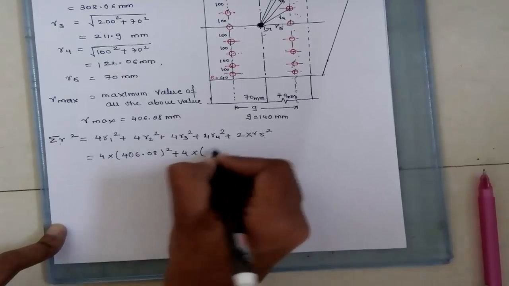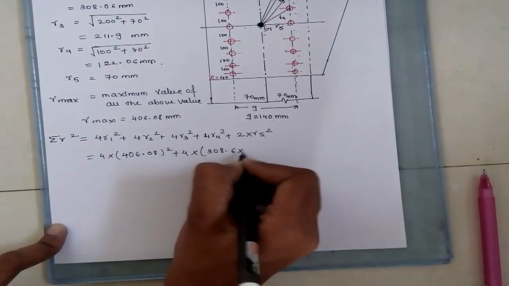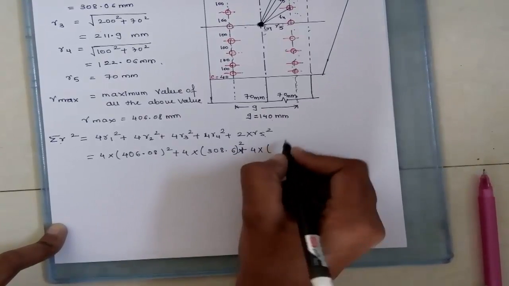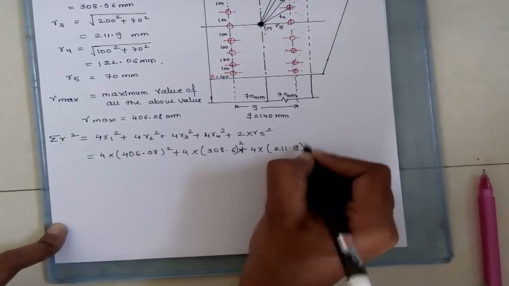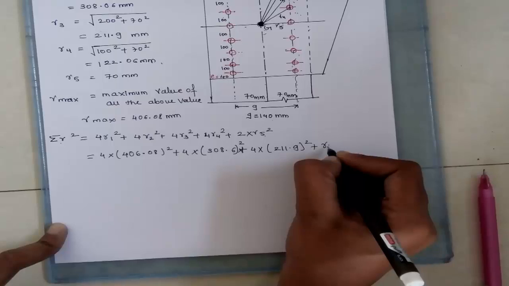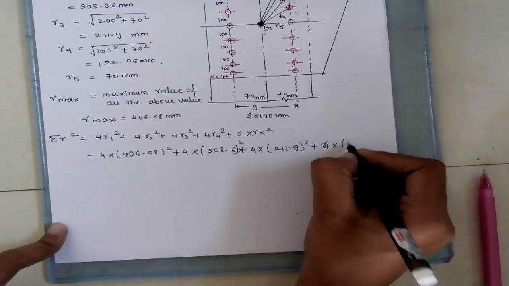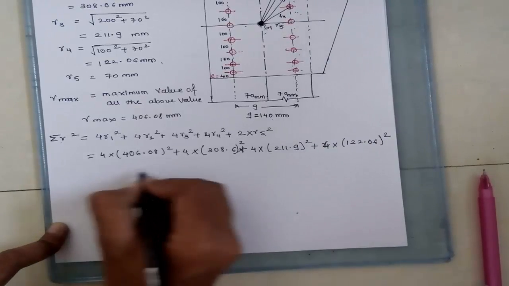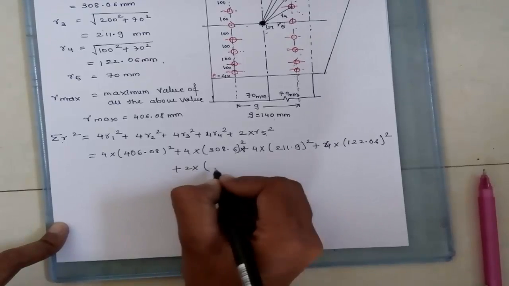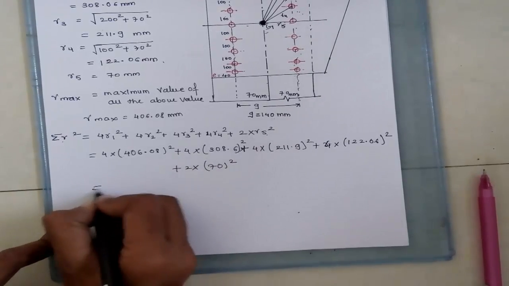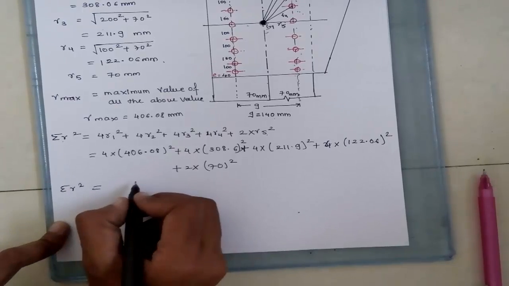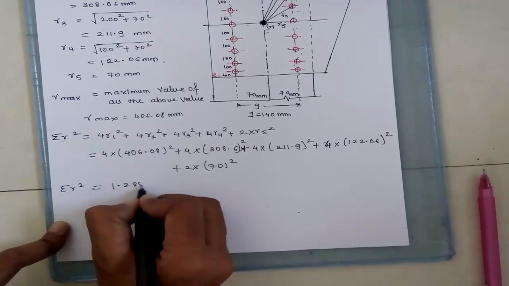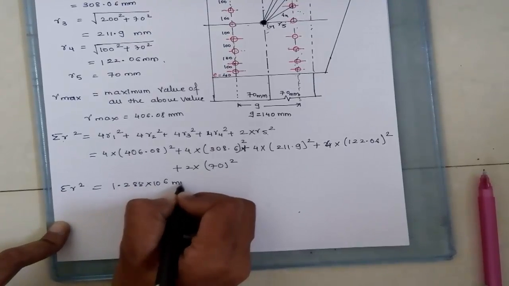Square 4 into R2 is 308.68 whole square plus, and R3 is 211.9 whole square plus R4 is 122.06 square plus 2 into 70 squares. The summation of R square, after calculation of this equation, we get 1.288 into 10 to the power 6 mm square.